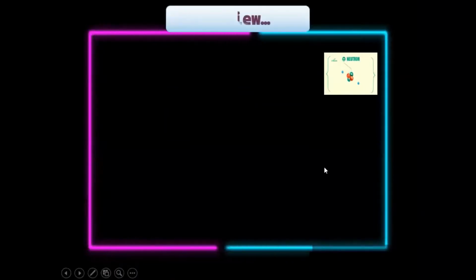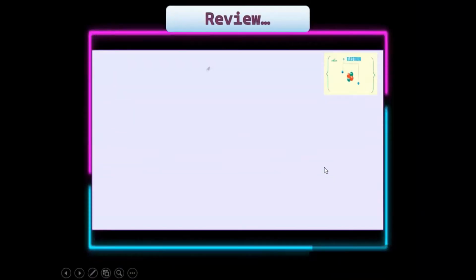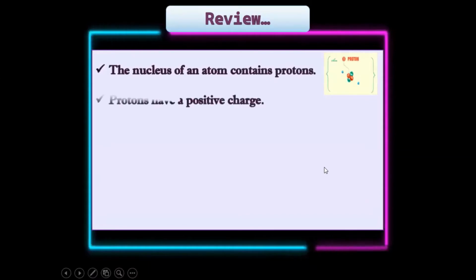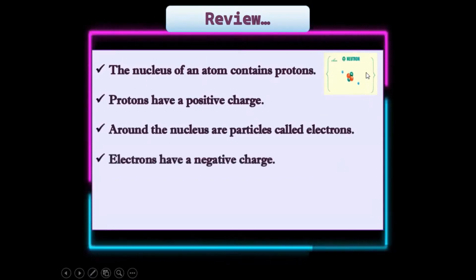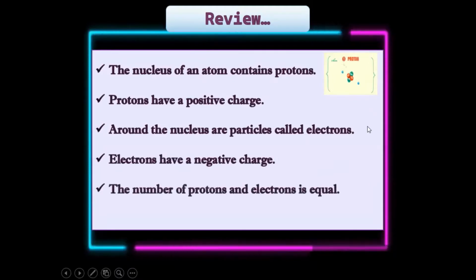Students, everything on Earth is made up of atoms. The nucleus of an atom contains protons. Protons have a positive charge. Around the nucleus are particles called electrons, and electrons have negative charge. Students, the number of protons and electrons is equal, so therefore atoms are neutral.